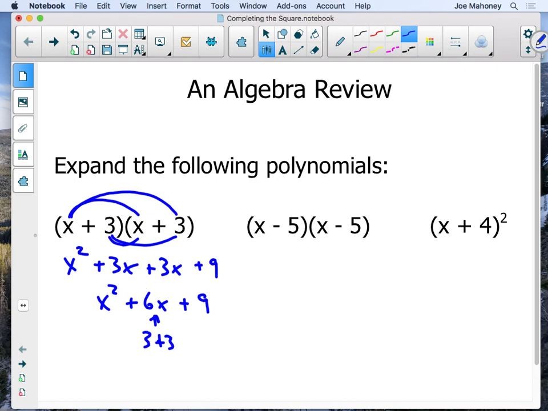So we can do the same idea with this middle one. We multiply that, we know we get x squared. I'm going to go in a little different order here. I'm going to do 5 times 5 first. Negative times a negative is a positive, so it's positive 25.